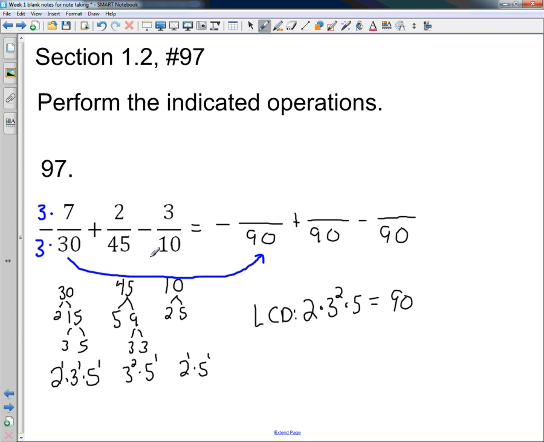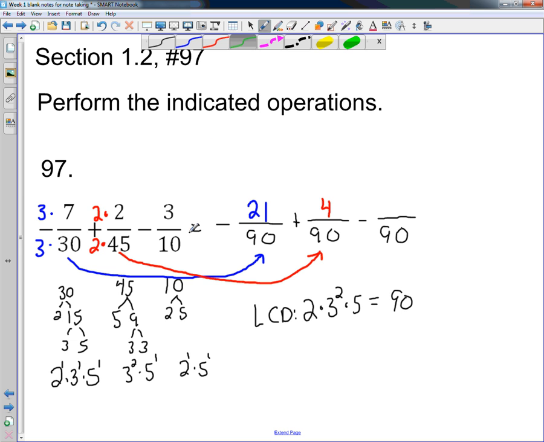and I'm allowed to do that as long as I do it to the top. So that gives me 21. Notice I already have the minus sign up here, or the negative sign. Now my goal is to get from 45 to 90. 45 is to multiply by 2. So I get a 4 up there, 2 times 2. And then the last one, 10 to 90. I'm going to multiply by 9. Multiply by 9. And we get 27.